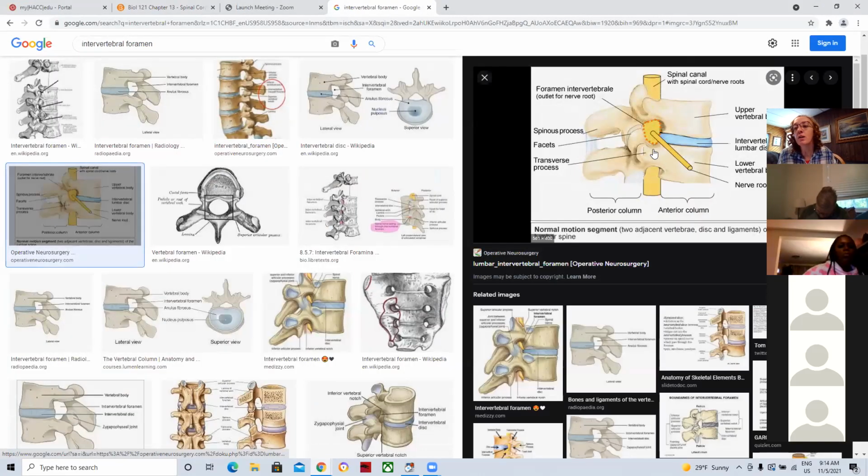If you look here, here's the intervertebral foramen. Here's one vertebrae, here's another vertebrae. Here's the intervertebral foramen. And the spinal nerve is exiting that intervertebral foramen. It exits on both sides.